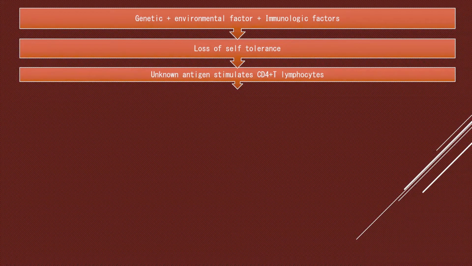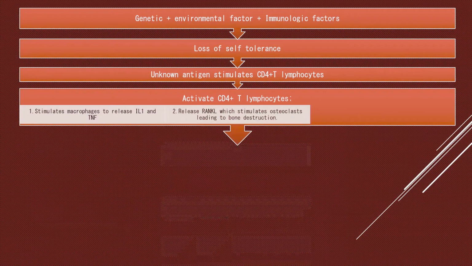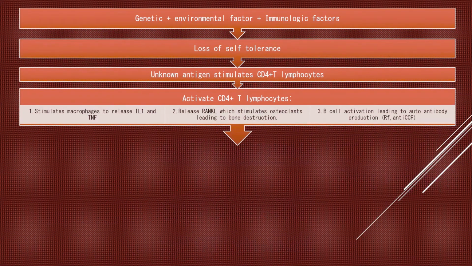Because of self-tolerance, the body does not attack its own tissues. But when this self-tolerance is lost, it leads to the stimulation of helper T cells, because helper T cells are stimulated by antigens, which are basically the cellular proteins of one's body. The cellular proteins start activating the T helper cells, and these activated T helper cells mostly cause these three processes.